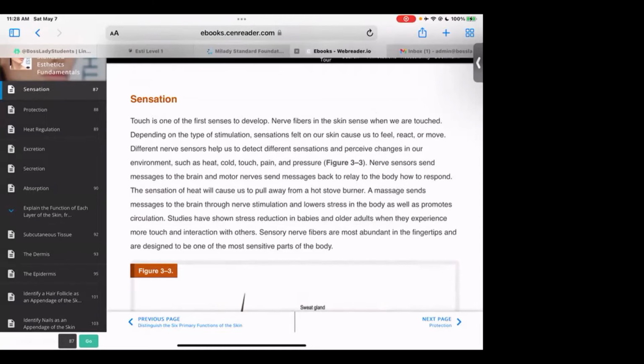When dealing with sensation in the skin, typically you're going to be doing facials. Sometimes you'll work on the back of the body, sometimes you'll work on the décolleté, depending on the client, but for the most part, you're talking about the chin and up or the neck and up.